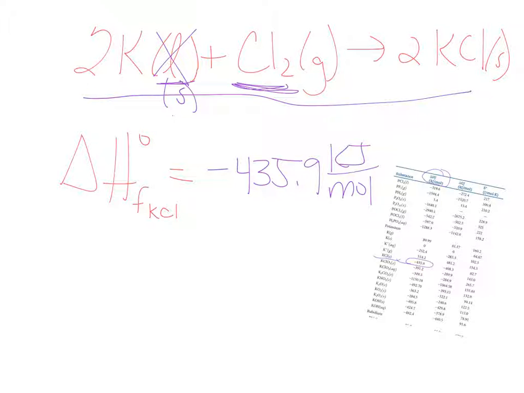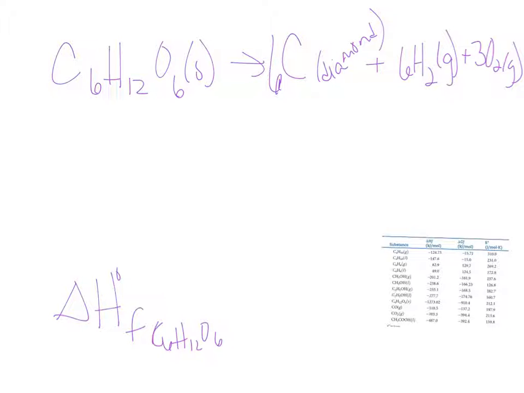Let's do the next one. Okay, here's the third one. And we have glucose, C6H12O6. Eventually you should learn that this is glucose. You don't have to know it right now. And this is decomposing to form 6 carbons that are diamond. They're in the diamond crystal lattice structure, not graphite. We're going to talk about lattice structure in our next unit on solids. And also 6 moles of hydrogen gas, 3 moles of oxygen gas.